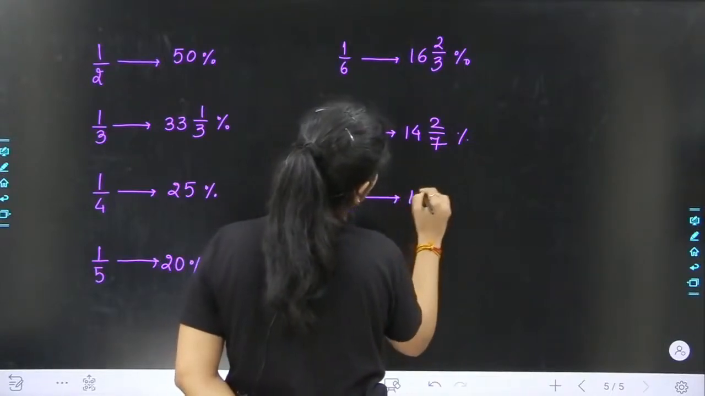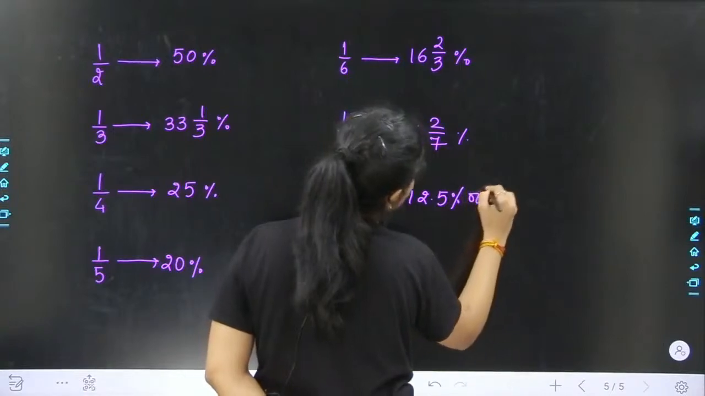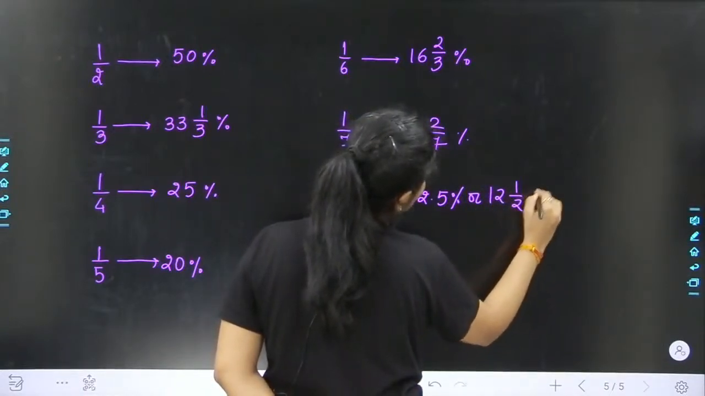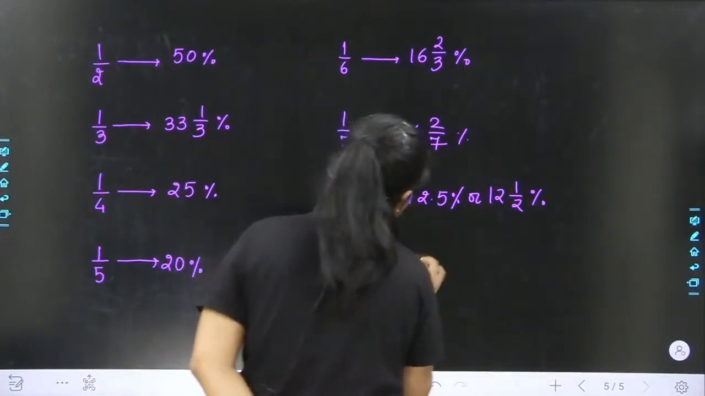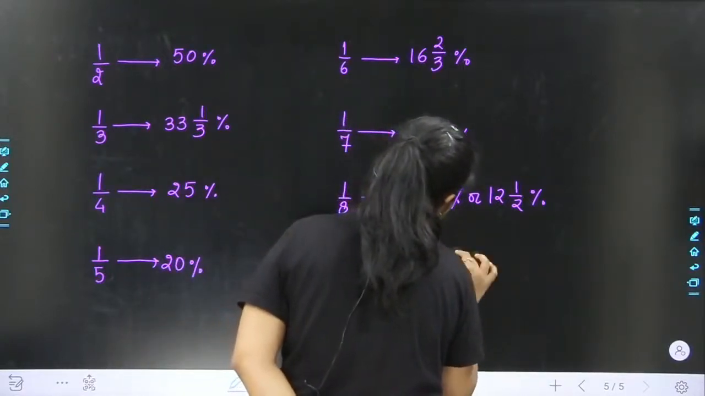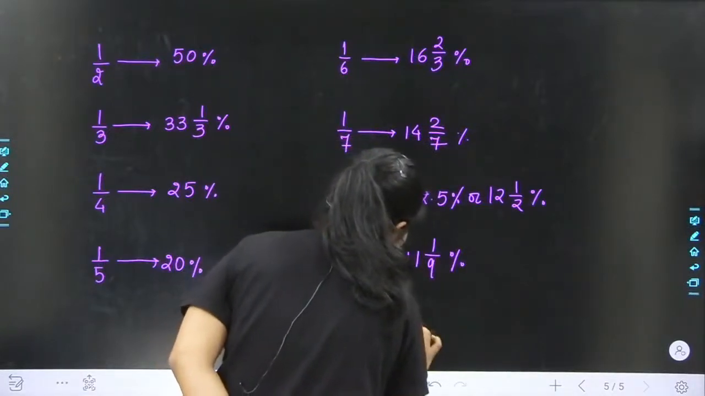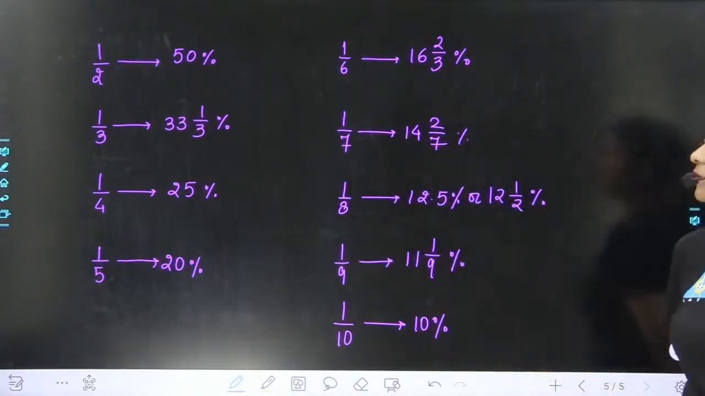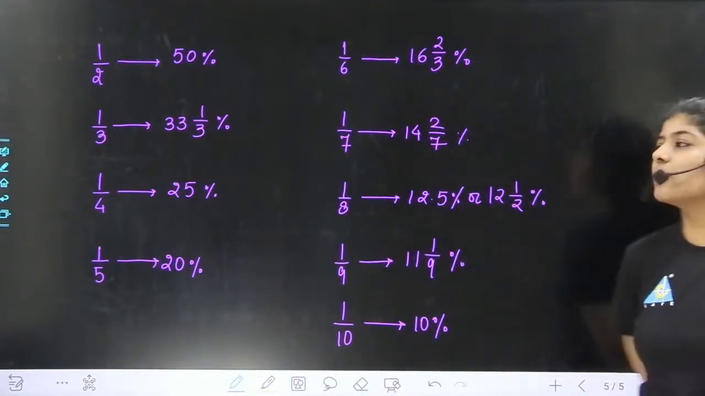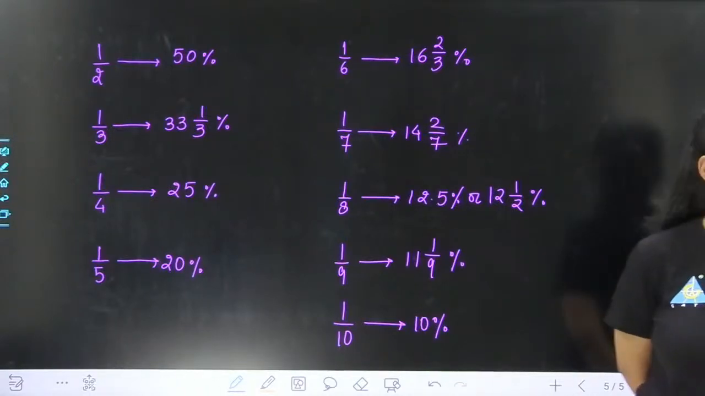1 by 8 as 12.5%, or we can say 12 1 by 2%. 1 by 9 as 11 1 by 9%. And 1 by 10 as 10%. Kindly note down all these fractions which we are going to use in our upcoming questions.